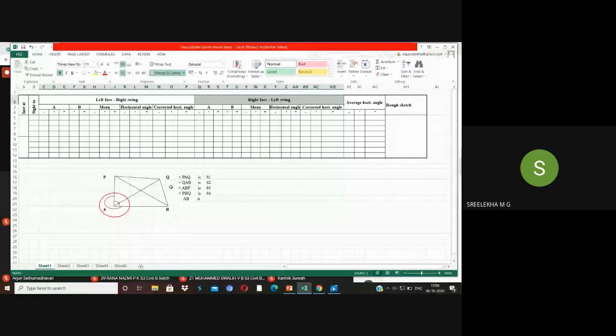You can see the first column says instrument at. The second column is sight to. Then left face right swing, and this is right face left swing. Are you seeing the table? Yes, ma'am. I think the values are clear.